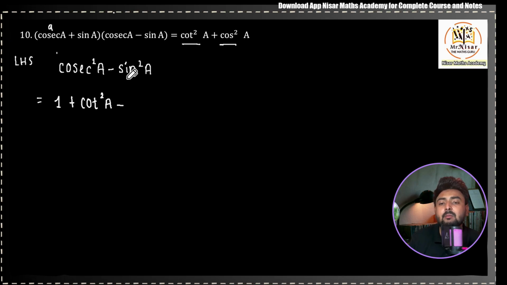And is there any relation between sin square a and cos square a? Yes, we know trigonometric identity number 1: sin square a means 1 minus cos square a.